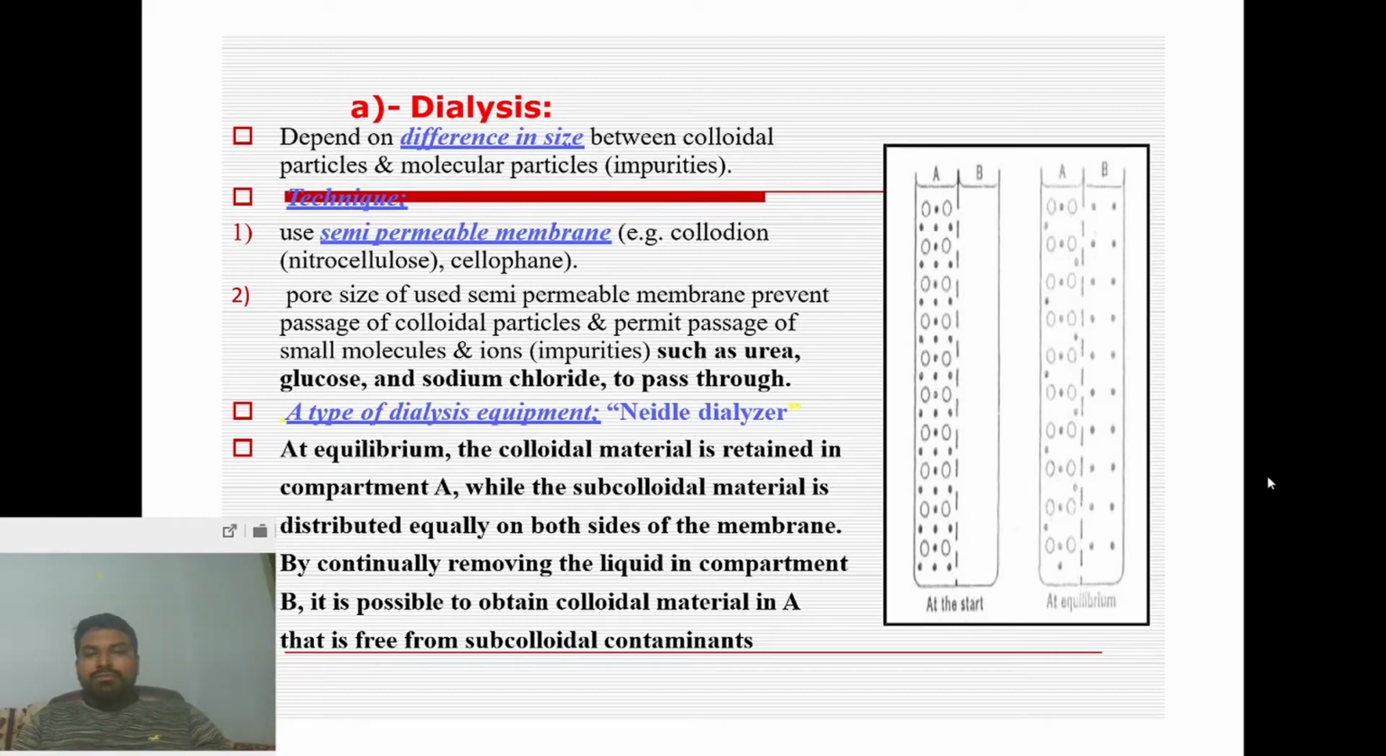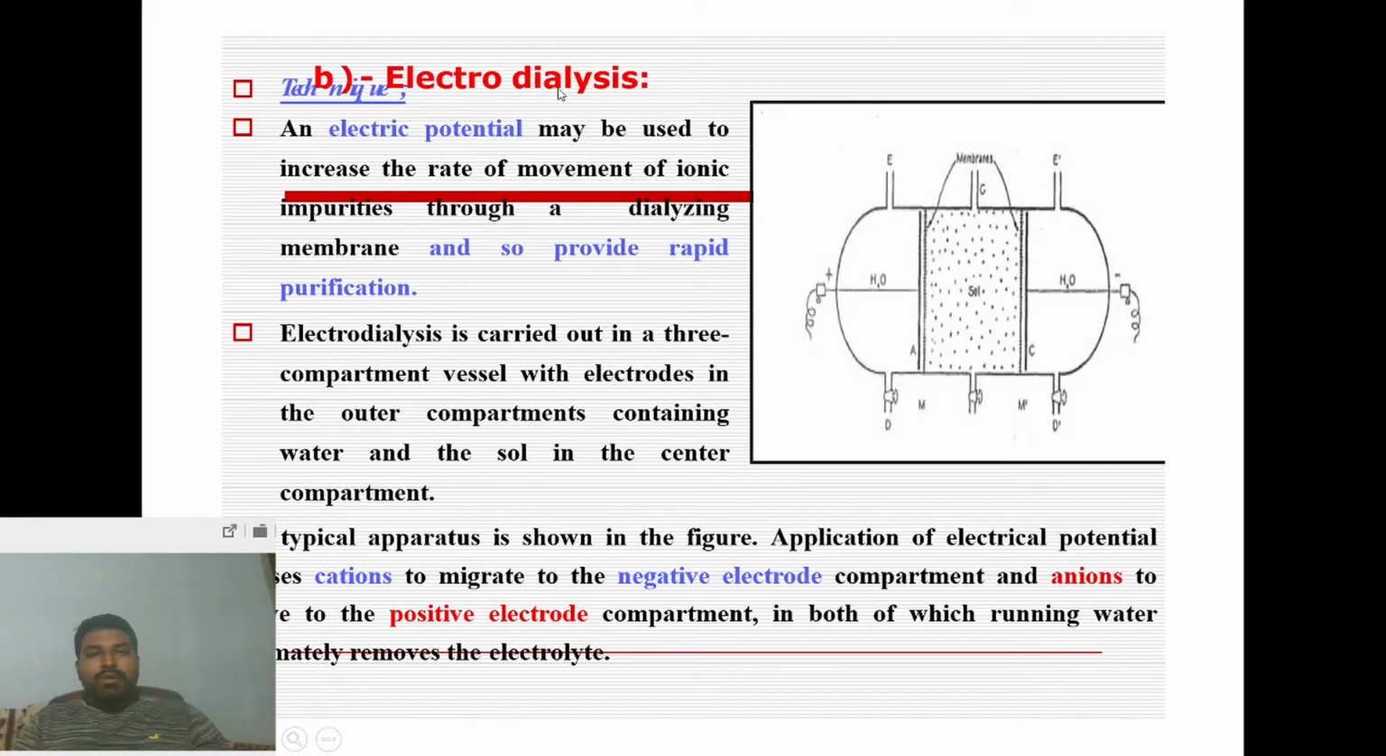Next is electrodialysis. An electric potential may be used to increase the rate of movement of ionic impurities through a dialyzing membrane, and so provide rapid purification. Electrodialysis is carried out in a three-compartment vessel with electrodes, with water in the outer compartments and the sol in the center compartment. A typical apparatus is shown in the figure.